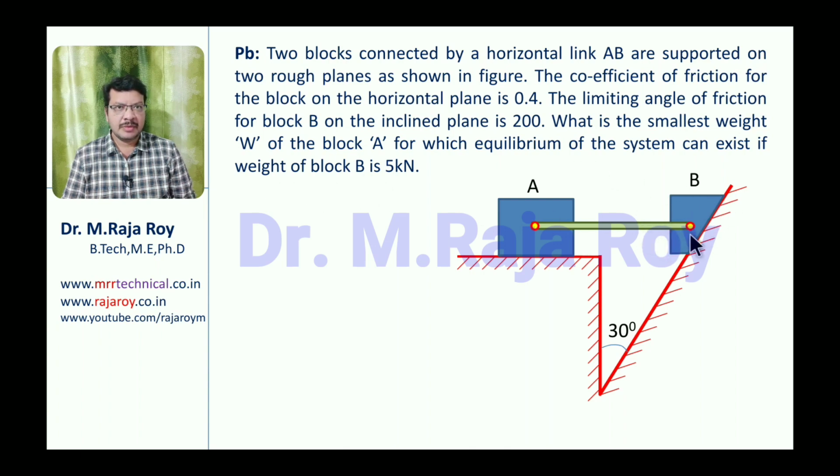If you observe the direction of motions, this block B tends to move in the downward direction. That is the tendency, because this is the inclined plane, this will tend to move in the downward direction. So that's why the friction force must act in the upward direction. As it is moving in the downward direction, this block A will move towards your left hand side. That's why the friction force will be towards your right hand side.